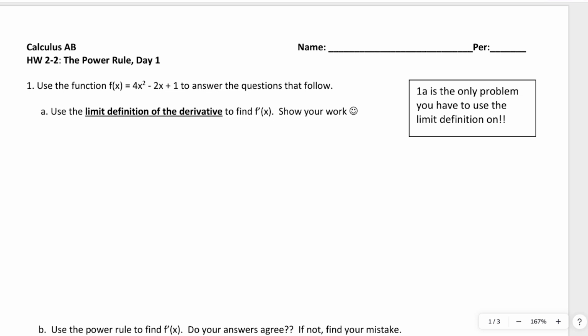So from time to time, I am going to have you work maybe once here or there where I require you to use the limit definition. Most of the time I will not, though. So let's go ahead and find this derivative using the limit definition.